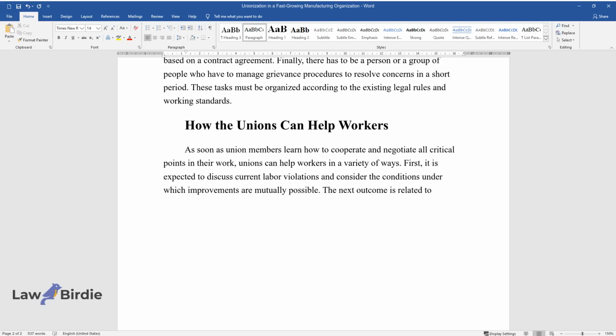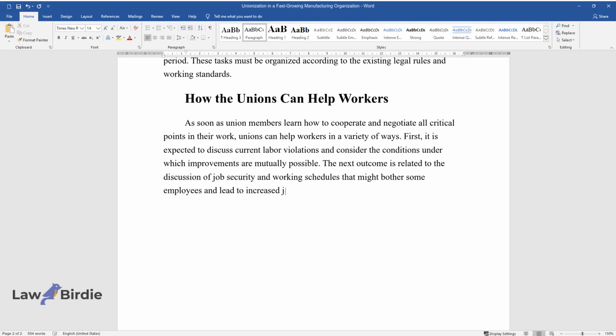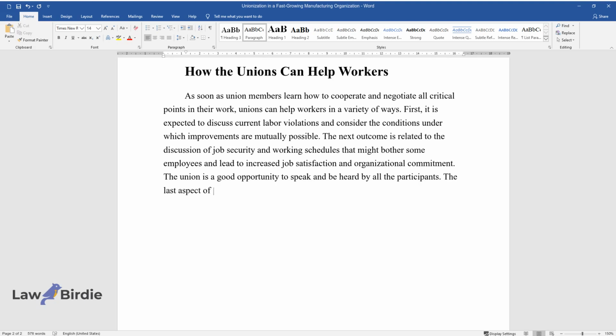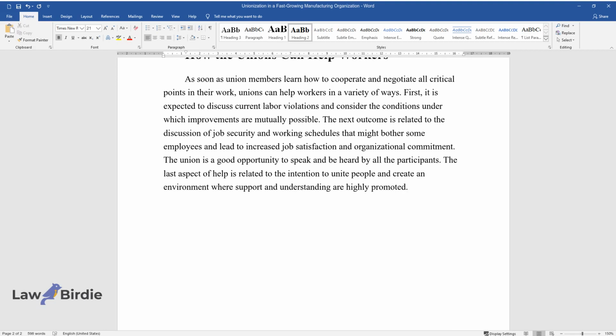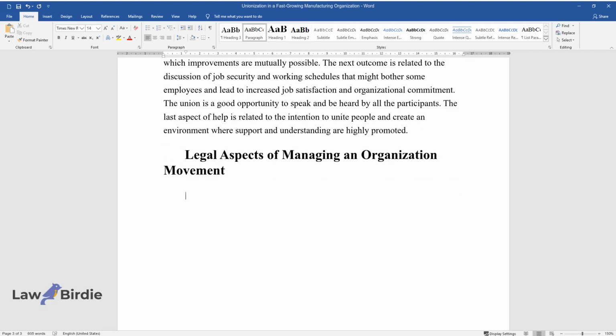The next outcome is related to the discussion of job security and working schedules that might bother some employees and lead to increased job satisfaction and organizational commitment. The union is a good opportunity to speak and be heard by all the participants. The last aspect of help is related to the intention to unite people and create an environment where support and understanding are highly promoted.